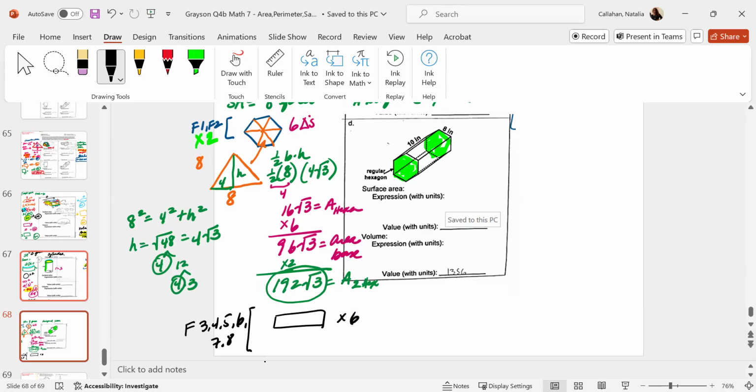Yeah. So what are the two sides? The two sides are 10 inches and 8 inches. Good. 8 times 10 is? 8 times 10 is 80. Times 6 is? 480. Good. Now there you go. You have the 6 faces here with the 2 faces there. You add them together. It's 480 plus 192 square root 3, and this is inches squared.